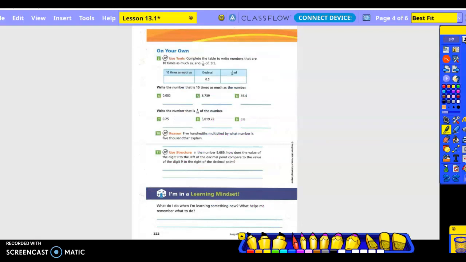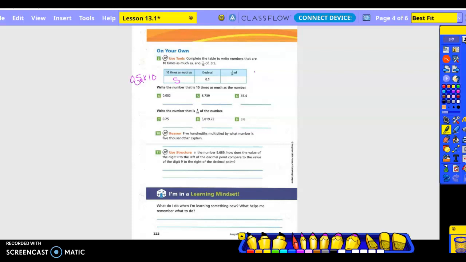Okay. On your own, use tools. Complete the table to write numbers that are 10 times as much and 1/10 of 5/10. So 10 times as much, we're going to go what? You move the decimal one place to the right. So over here, I do 1.5 times 10, and so we're going to move it one place to the right. So our answer is 5.